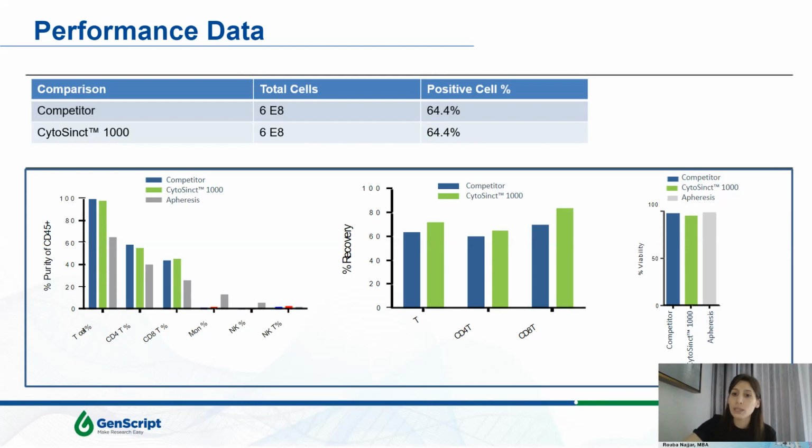And you can see that the CytoSync was either equivalent or even exceeded the performance of the competition. And then in the middle graph, what you're seeing is really the recovery percent. And again, it was a side-by-side comparison next to the competitor, the readily available market solution. And again, the GenScript solution is in the light green, and it was actually shown to be outperforming the competition. And then the last graph on the right-hand side shows the viability of the cells that were recovered. And you can see, again, side-by-side compared to the competitor, as well as the Afaris, which is, of course, the positive control. So basically, you can see that cell viability was not impacted.